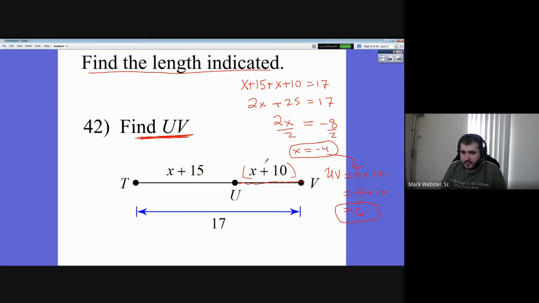So this is 6. Let's make sure that everything is right. If this is 6 and the whole thing is 17, this should come out to be 11, right? So let's find out. X is -4. That's what we found, right? And 15 minus 4, that had better be 11. Hey, look, 11 and 6 is 17. We did it.